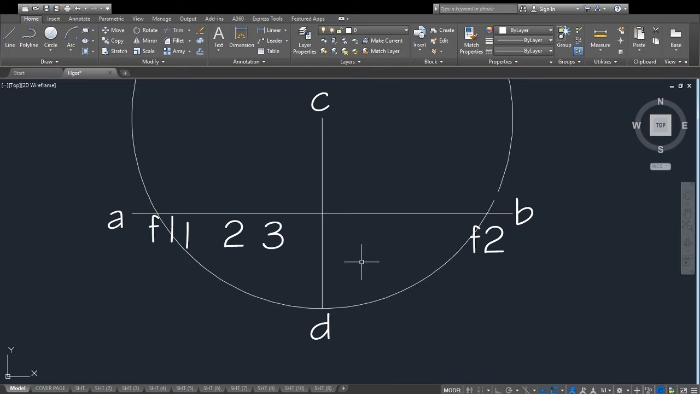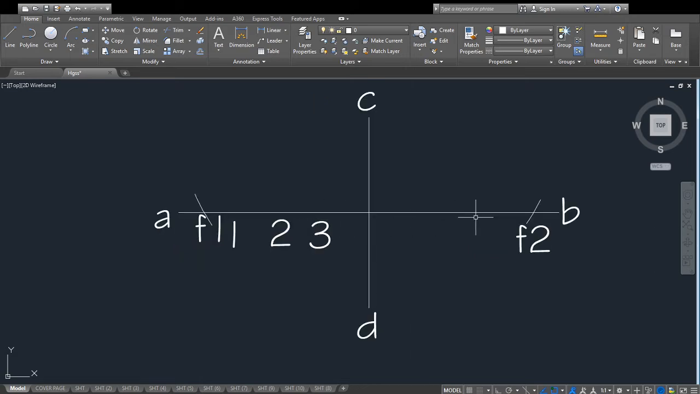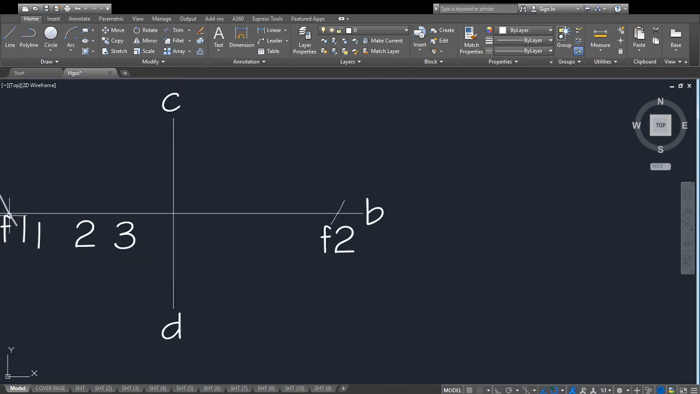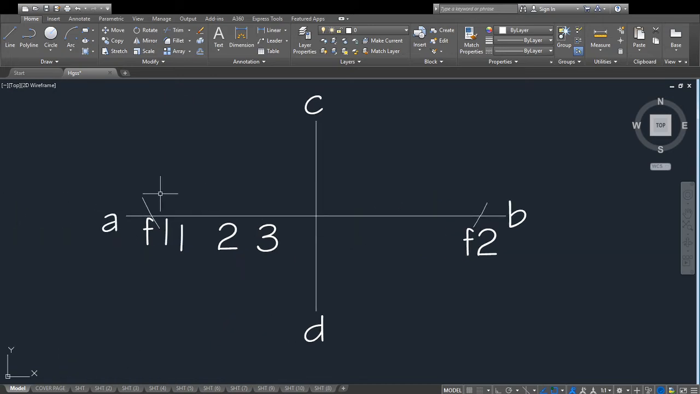I'll draw my arc. Okay, now I have my F1 and F2.